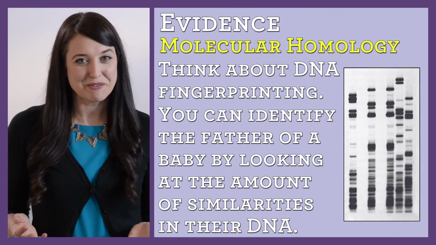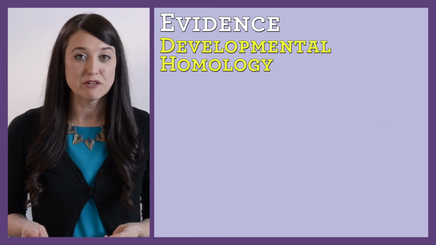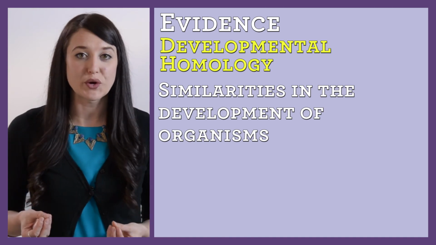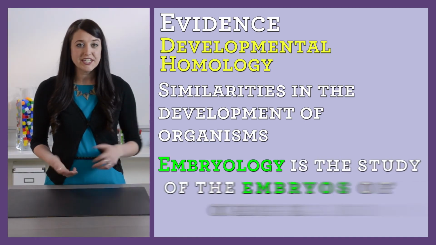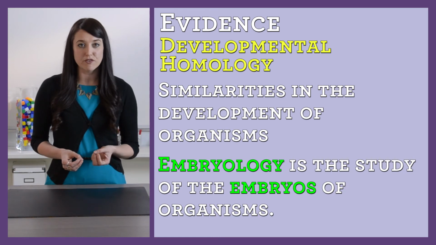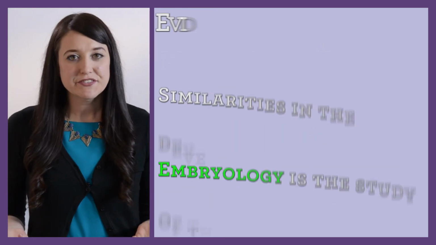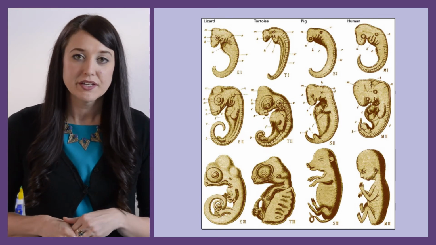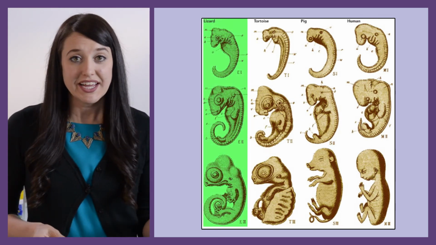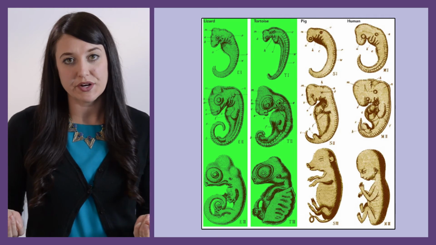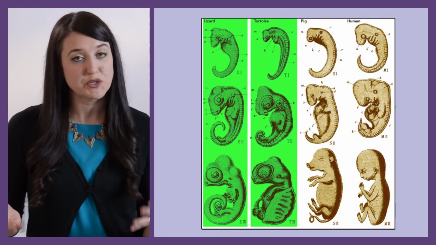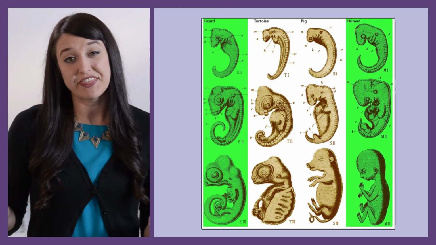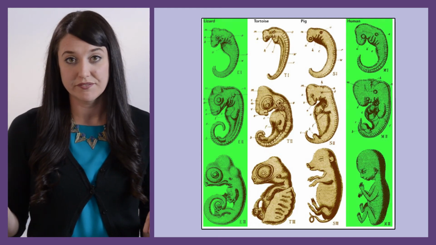The third type of homology is developmental homology, where they study the similarities in the development of organisms. Embryology is the study of embryos of organisms. In this photo, if you study the embryos at different stages of development between a lizard and a tortoise, you will notice that there are definitely more similarities between them than there are between a lizard and a human at the same stages of development.